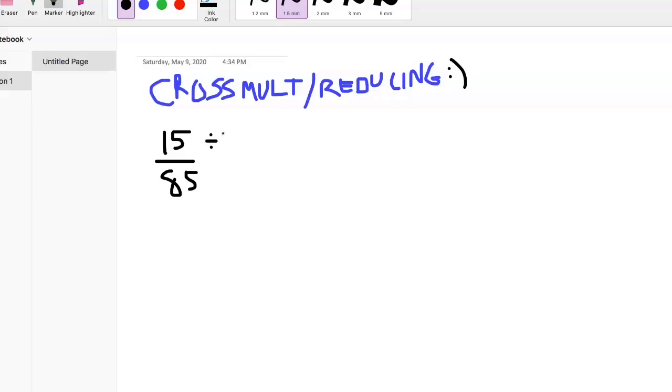So if I divide this top one by 5, I do the same thing on the bottom. We just got to do the same to both the top and the bottom. Then 15 divided by 5 is 3, and 85 divided by 5, if you work that out, we get 17. That will be our final answer. We can't reduce it any more than that.